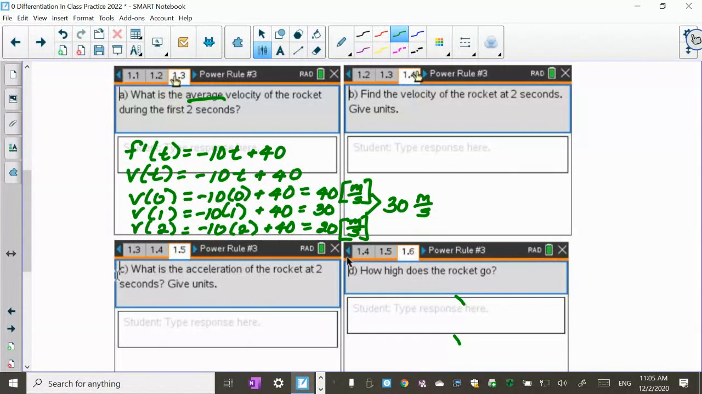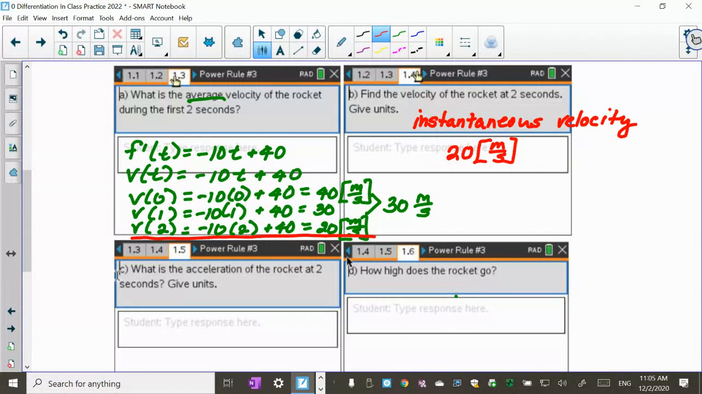Now that's important because of the word average, which is different compared to finding the velocity at 2 seconds. This is called our instantaneous velocity, meaning you want to know the velocity right at 2 seconds. Well, we already did it. It's down here. We know it's going to be 20 meters per second. So they are different, and that's what we did right here. We already did the work for that. So I just wanted to show you there's a difference between average velocity and instantaneous.